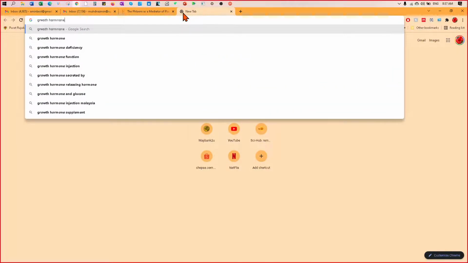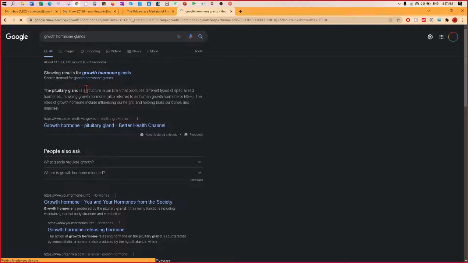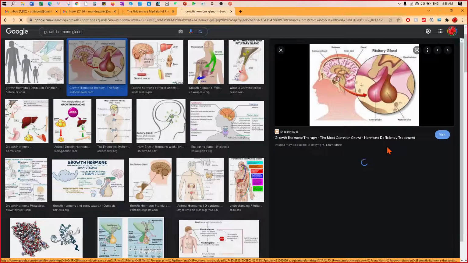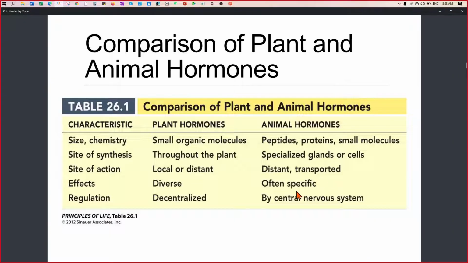I'm showing you this to make a point that when you are unsure, you can search. Don't wait around. Growth hormone glands. What glands? Pituitary gland. Yeah, it's not the thyroid gland, it's the pituitary gland. Where is it located? Yep, it's in your brain. This is what controls your growth hormone. Growth hormone is not only released when you are a kid, it's released throughout your life. It's something that you might want to take note of.